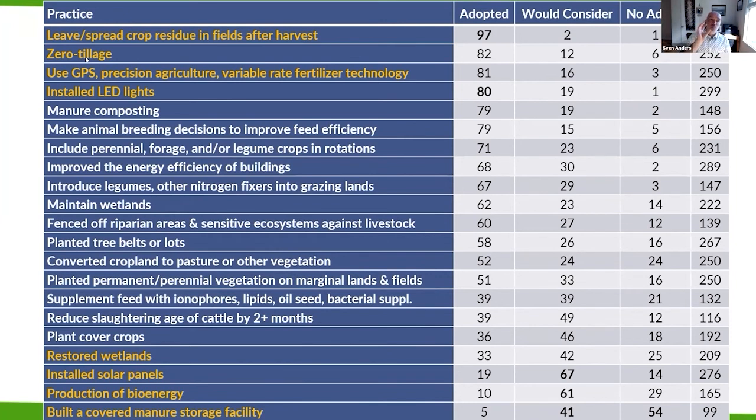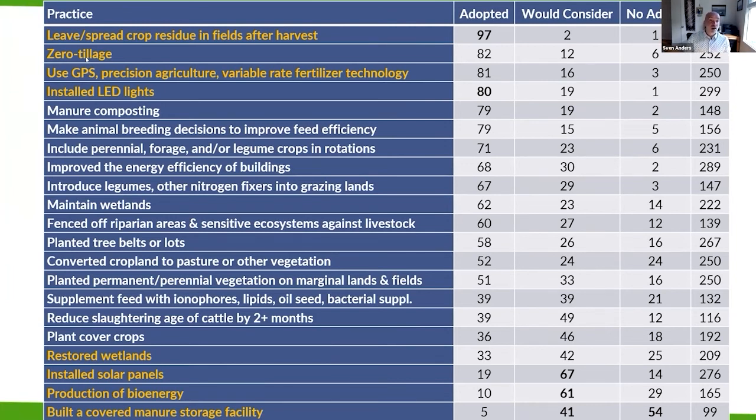So I have two blobs, one yellow one at the top and one yellow one at the bottom. The top one are practices that the majority of Alberta farmers have already adopted that have some connection to climate change. Leave crop residue on fields. Dave has shown us a beautiful picture of what that looks like. Zero tillage. Eileen has been speaking about zero tillage, making it in Western Canada because of its proven benefits.